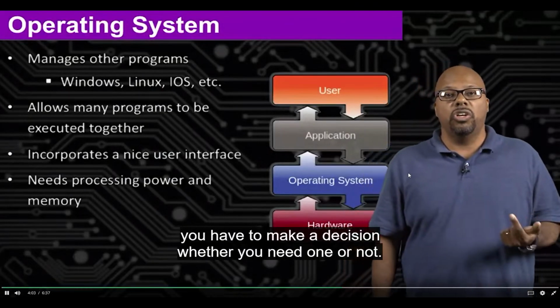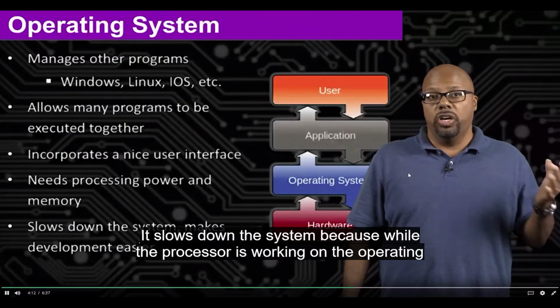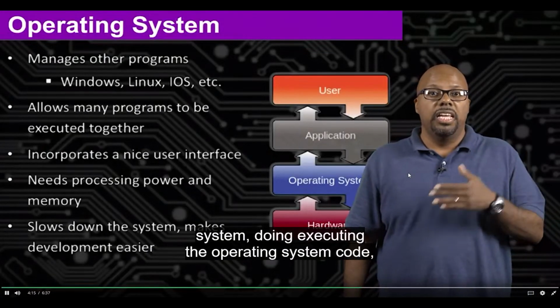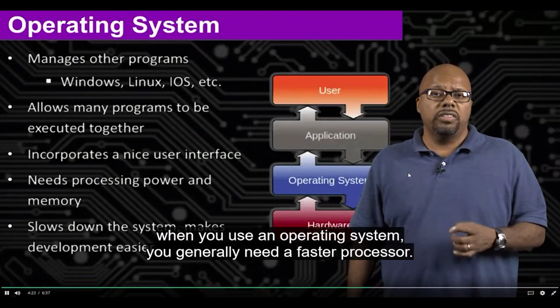So you have to make a decision as to whether you need one or not, because it's going to cost you resources, which means cost you money. It slows down the system because while the processor is executing the operating system code, it can't be executing your actual application. So it slows things down. As a result, when you use an operating system, you generally need a faster processor.